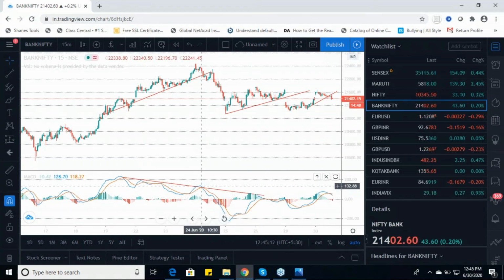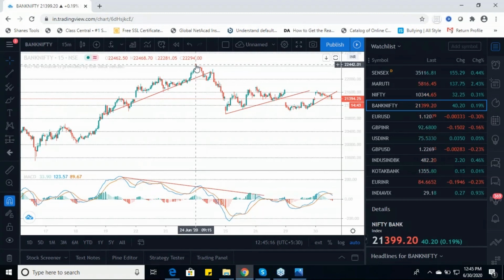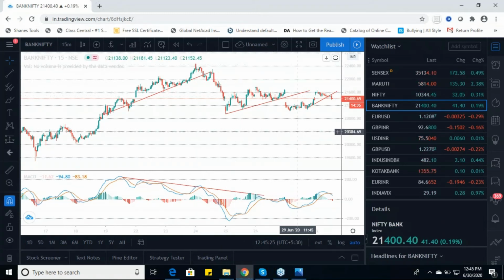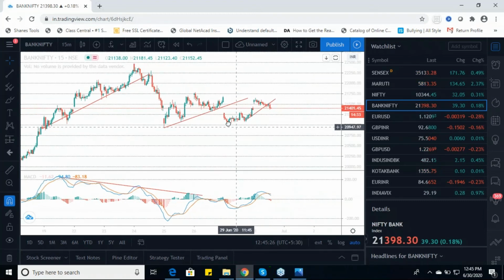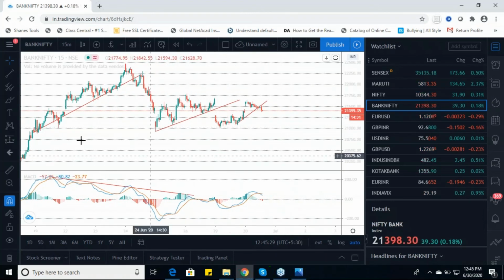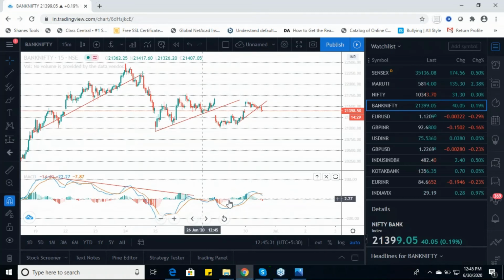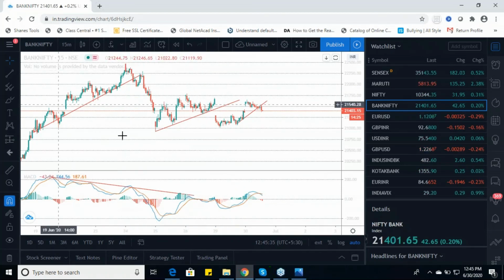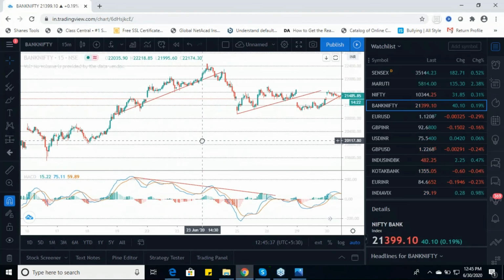As you can see here, the index, the Bank Nifty, on 24th June made a high of 22,400. Once it made a high, it closed down and started making lower lows and lower highs after that. And it's still now in a consolidation zone where the MACD signal is still in the selling zone. So that's how even a 15-minute chart is showing the divergence, a clear-cut signal of divergence.